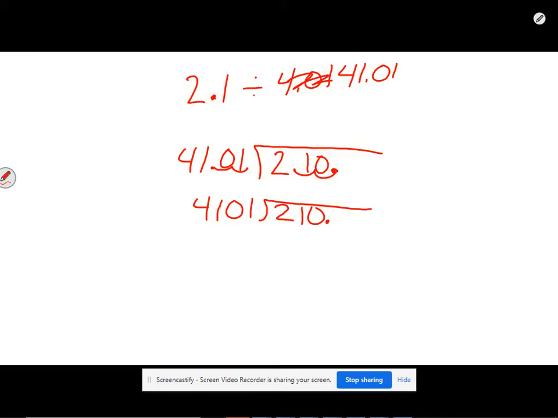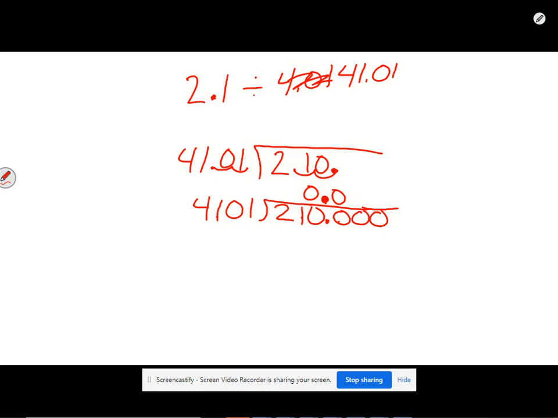You're going to put your decimal in and you're going to put zeros on. Bring that decimal point up. So now I can look and see how can 4,101 go into 210. Nope. So I'm going to put a 0 there. 2010. Nope. I'm already into my hundredths place.